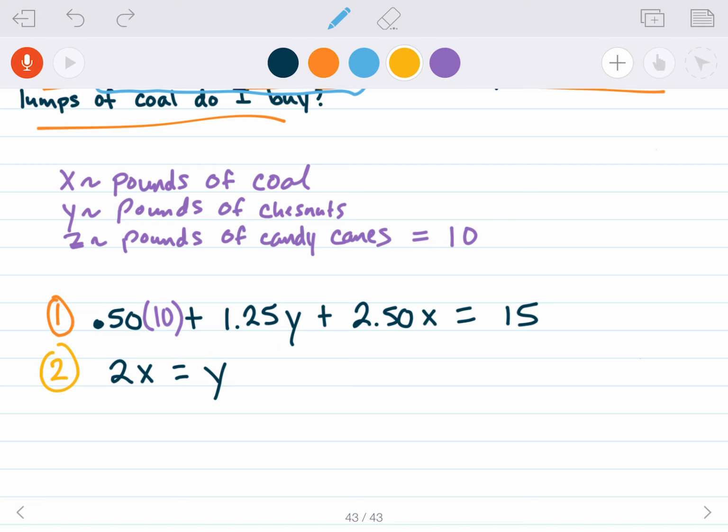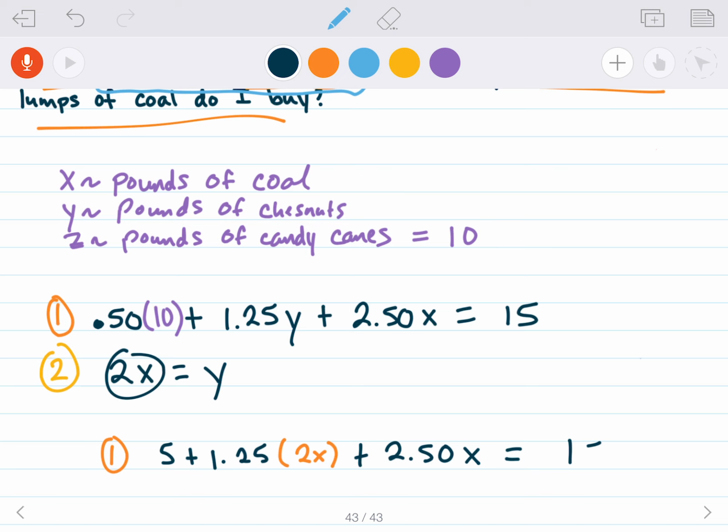First of all, I'm using equation 1. 50 cents times 10 is going to be what? Is going to be 5, right? So I have 5 plus 1.25. Now y is 2x. So I'm going to sub in 2x in. The goal is to get everything in either just x's or just y's. Again, guys, these are lines you can put in Desmos to check.